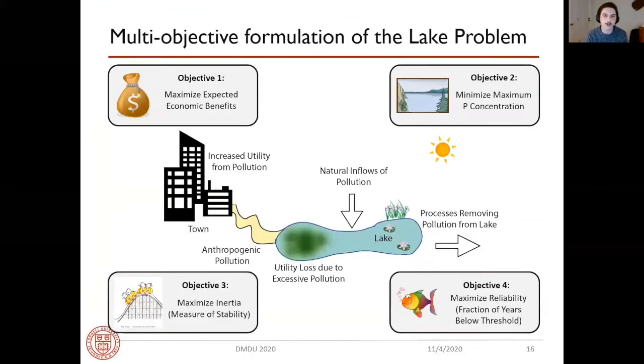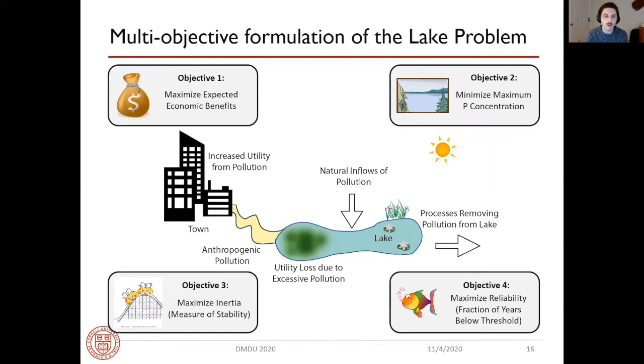Now, to try to tackle this problem, we use a multi-objective problem formulation where the town is trying to simultaneously optimize 4 different objectives. They first want to maximize the expected economic benefits that come from producing phosphorus, but they also want to do that while minimizing the maximum phosphorus concentration that exists in the lake over a planning horizon.